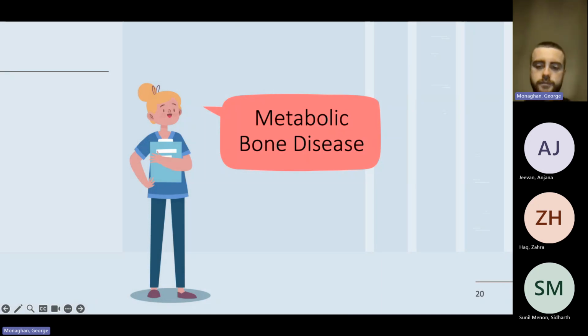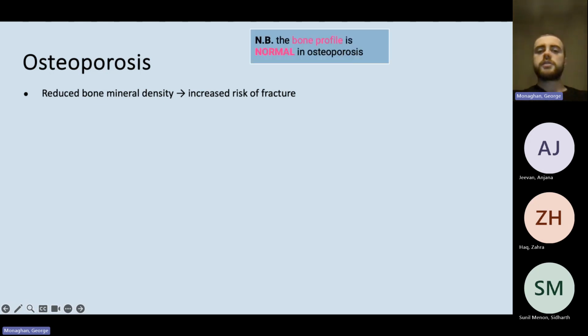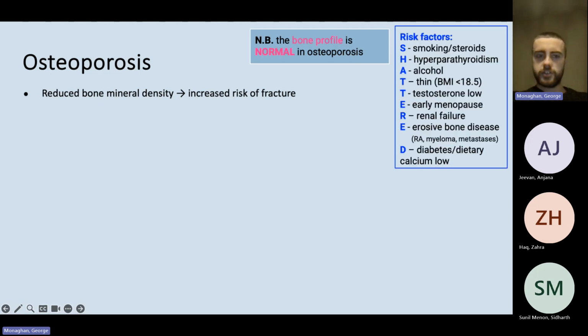Metabolic bone disease, we can have one, osteoporosis. Osteoporosis is reduced bone mineral density, and because of that, we increase the risk of fracture. One thing that's important, however, is that the bone profile is normal. So the calcium, the phosphate, and the ALP will all be normal in osteoporosis. And these are the risk factors.